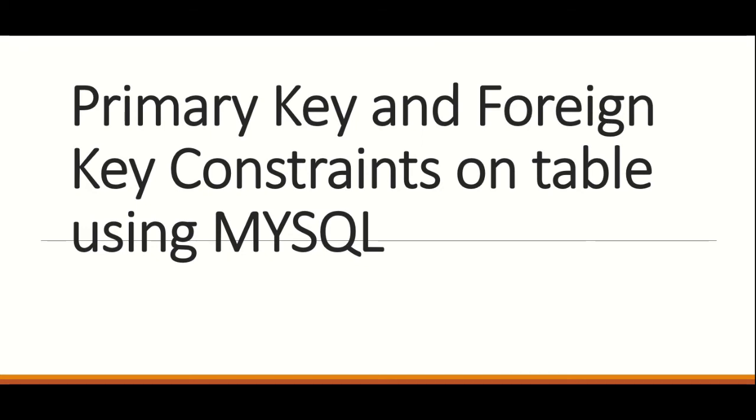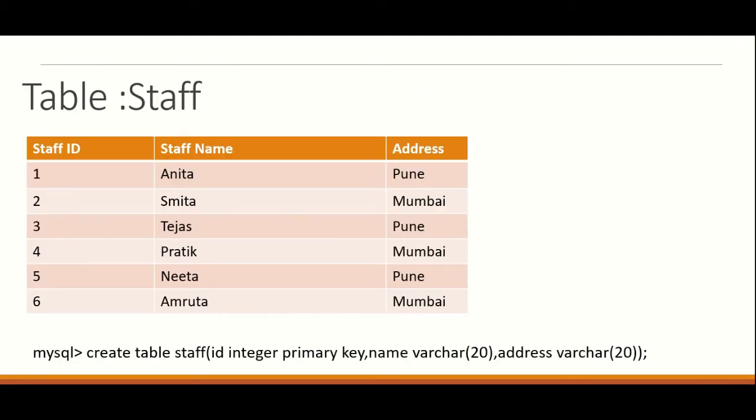I welcome you all for today's session on primary key and foreign key constraints implementation on table using MySQL. For understanding these primary key and foreign key constraints, you need to understand the structure of the table. Here, for example, I am considering a staff table with staff ID, staff name and address.